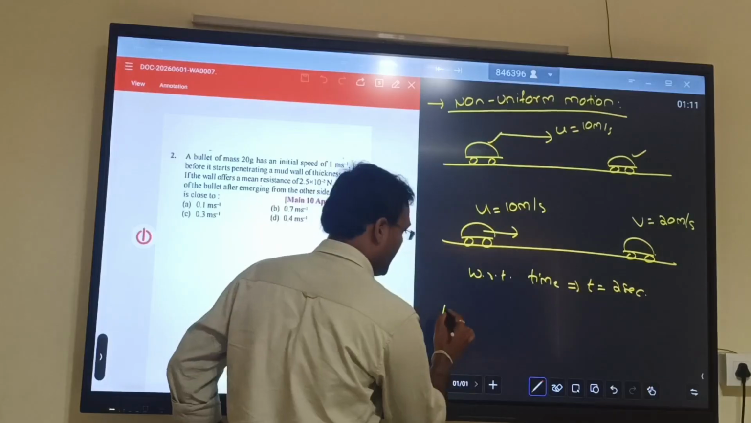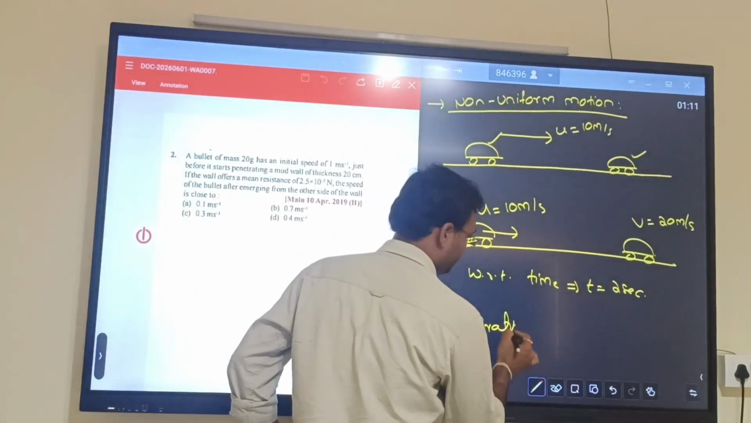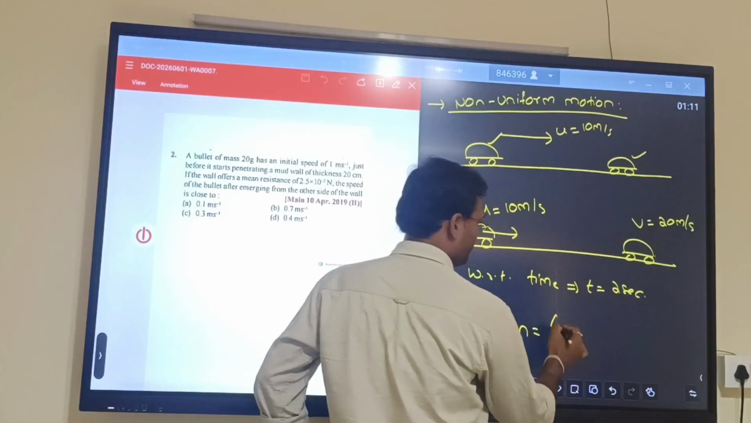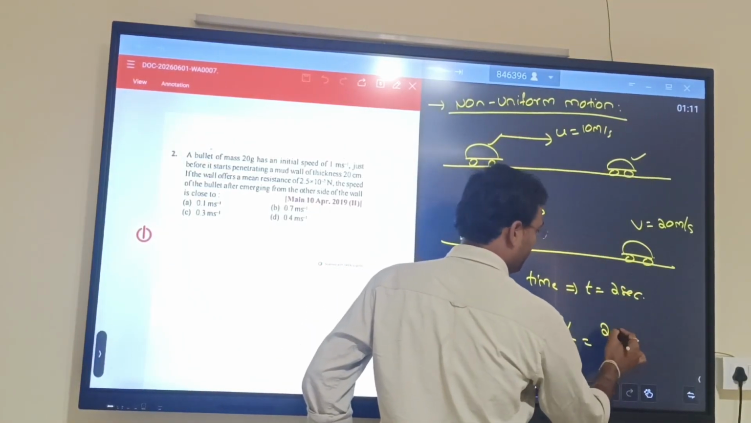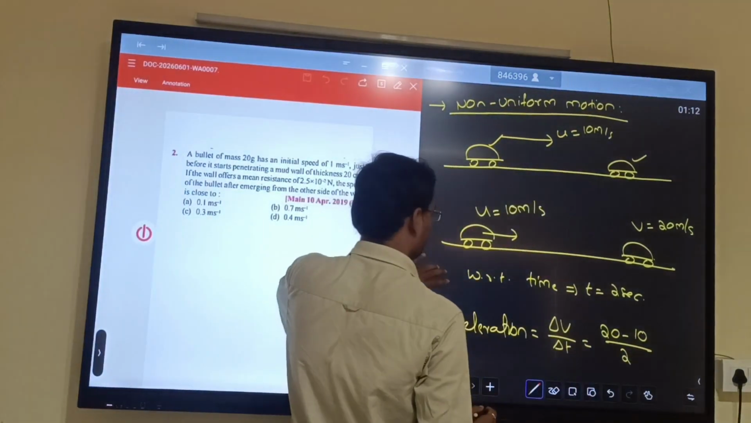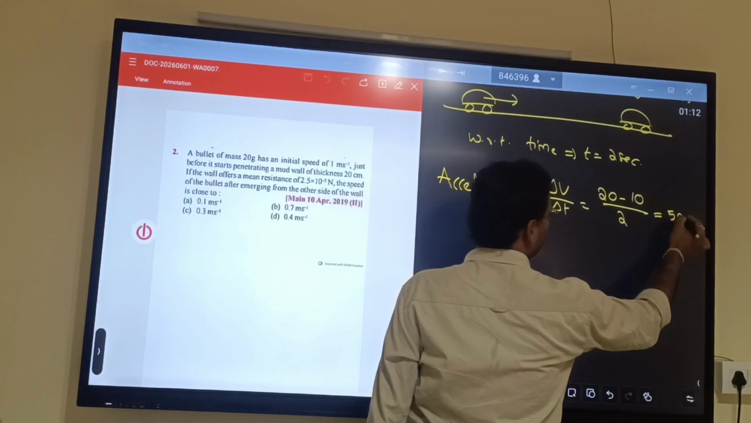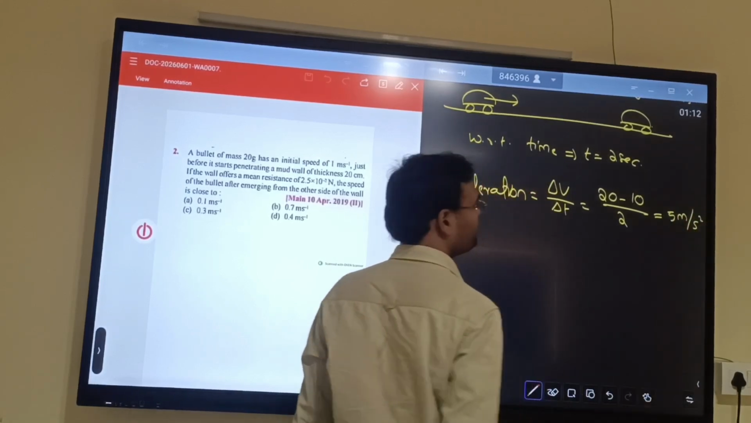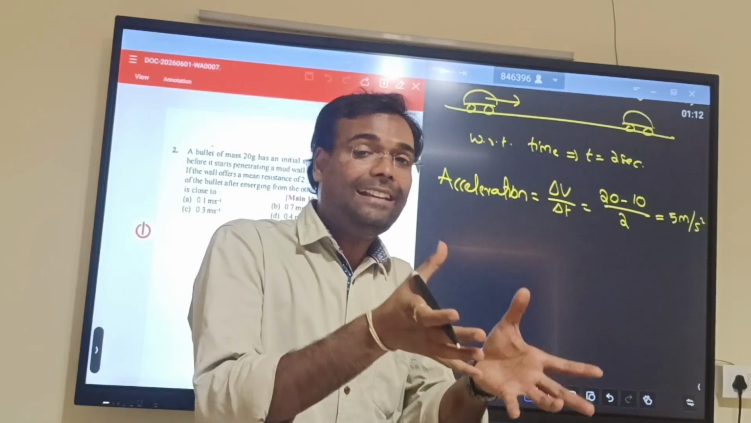Now acceleration is equal to change in velocity by change in time. Change in velocity means final velocity minus initial velocity, by time taken. Now see here, we got 5 meter per second square. This is what it means for the object to get acceleration.